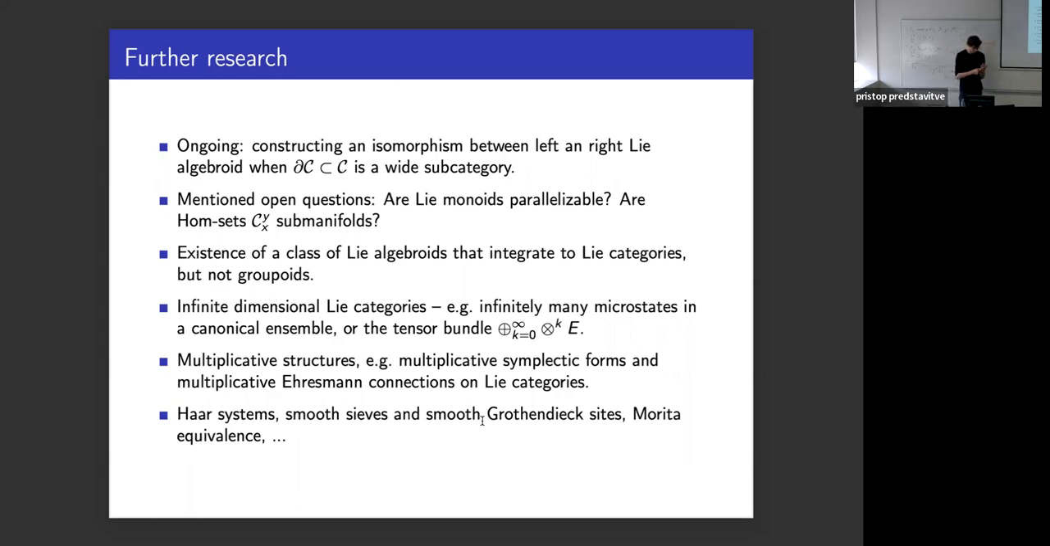But when I was talking to Rui Loja Fernandes, he said that such a class of Lie algebroids could perhaps be obtained in the theory of complex Lie algebroids. These are the same as Lie algebroids, but the fibers are complex vector spaces, basically. So that was his suggestion. Maybe look at that, but I haven't.